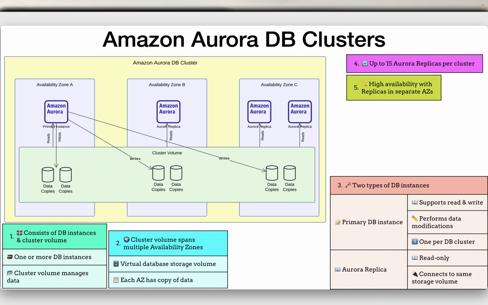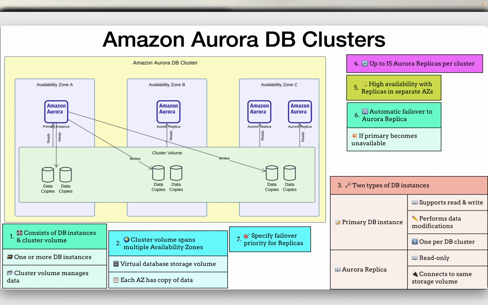This maintains high availability by locating Aurora replicas in separate availability zones. Aurora automatically fails over to an Aurora replica in case the primary DB instance becomes unavailable. You can specify the failover priority for Aurora replicas. Aurora replicas can also offload read workloads from the primary DB instance.